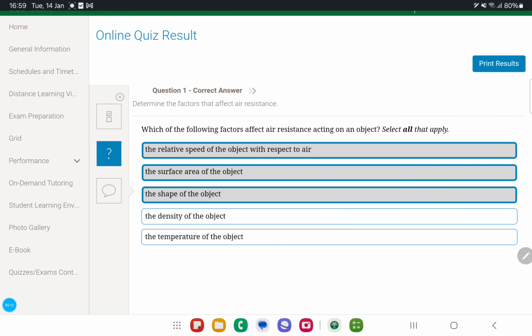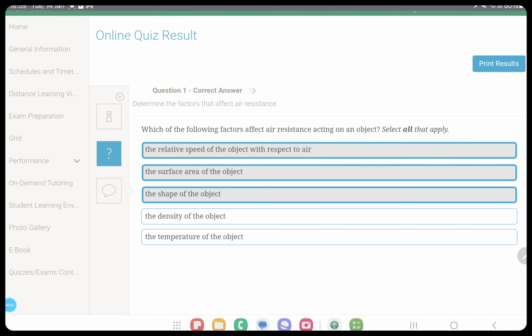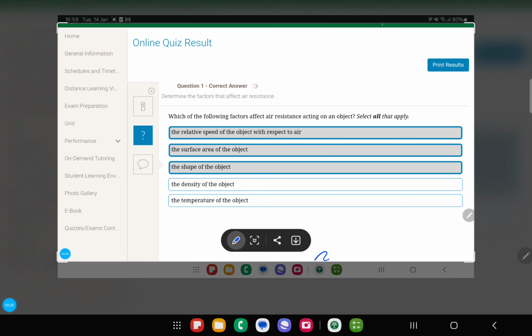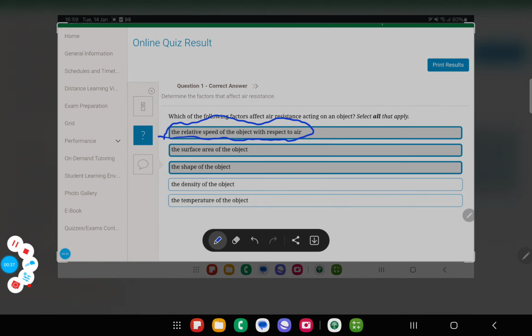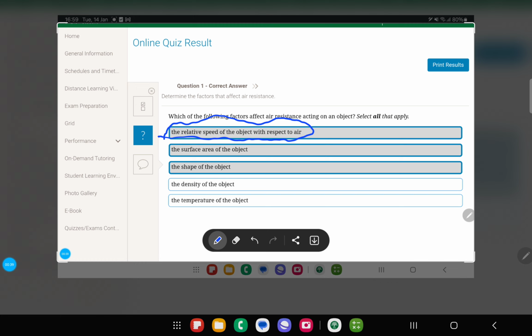Which of the following factors affect air resistance acting on an object? Select all that apply. Alright, so for this question, they want us to choose the factors that affect air resistance. Let's look at the first one: the relative speed of the object with respect to air.